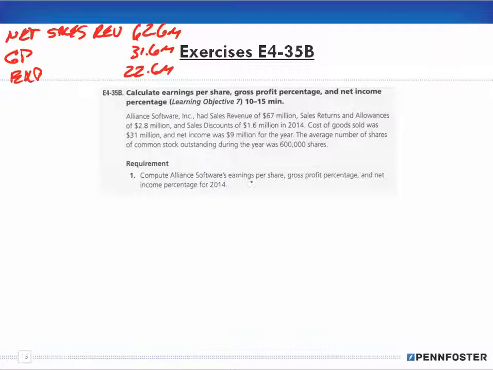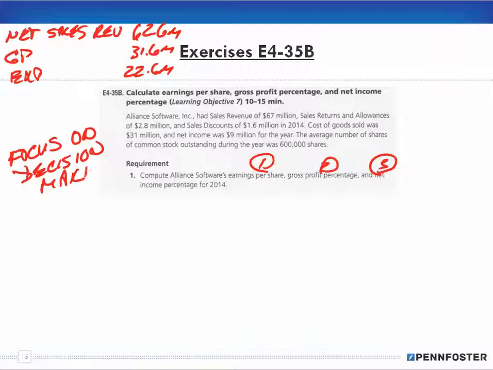Okay, so it says here, compute Alliance's earnings per share, gross profit percentage, and net income percentage. This is the last part of the chapter, the focus on decision making section. If you need to see the formulas and an example worked out, go back to that section. There is also a theory video where I gave some additional insights on how I think about these formulas and how I can remember them and use whatever I need.